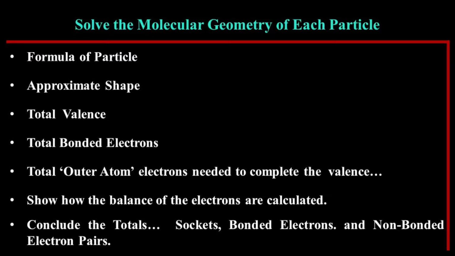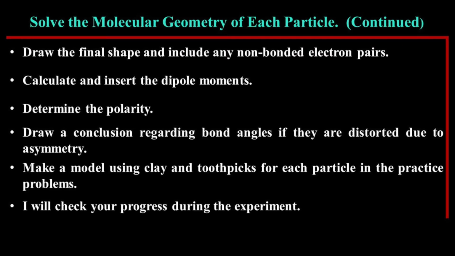Conclude the totals, sockets, bonded electrons, and non-bonded electron pairs. Draw the final shape and include any non-bonded electron pairs. Calculate and insert the dipole moments. Determine the polarity. Draw a conclusion regarding bond angles if they are distorted due to asymmetry. Make a model using clay and toothpicks for each particle in the practice problems. I will check your progress during the experiment.